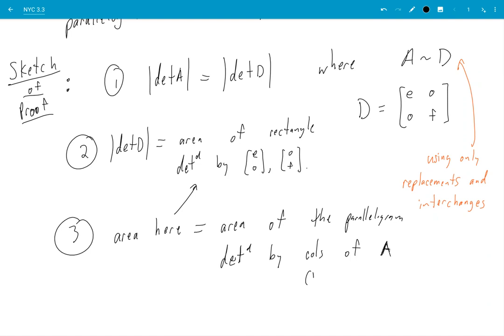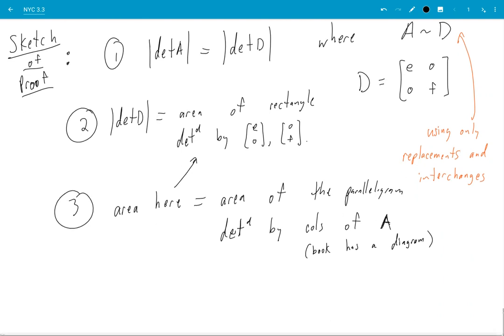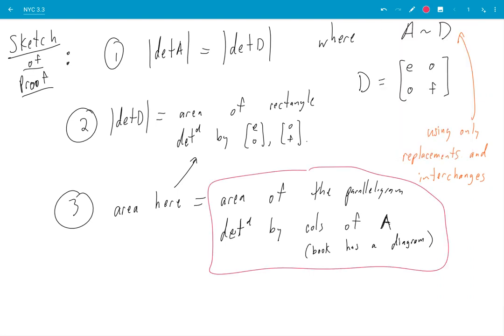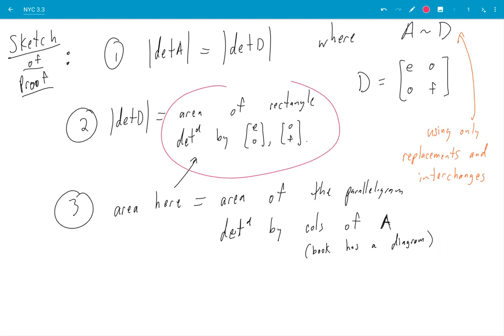Okay, your book has a nice diagram. Book has a diagram to convince you of this. Okay, if you're restricting yourself to replacements and interchanges, you're not changing area. Okay, so putting this all together, we say the area that we're looking for is equal to this area, which is equal to this, which is equal to the absolute value of the determinant of A.